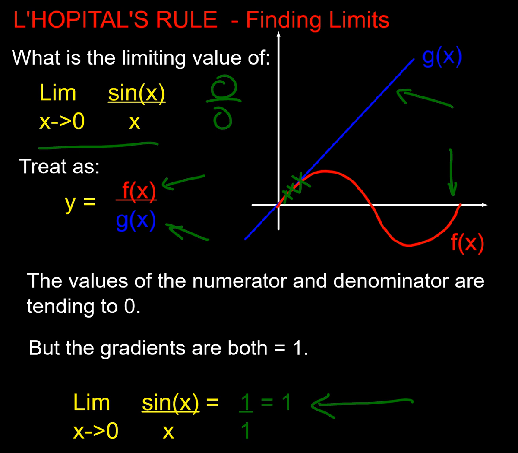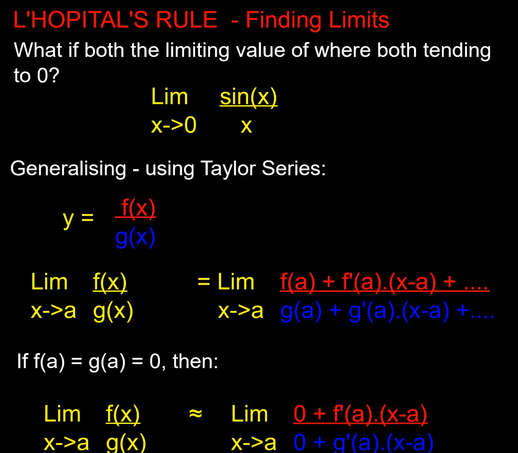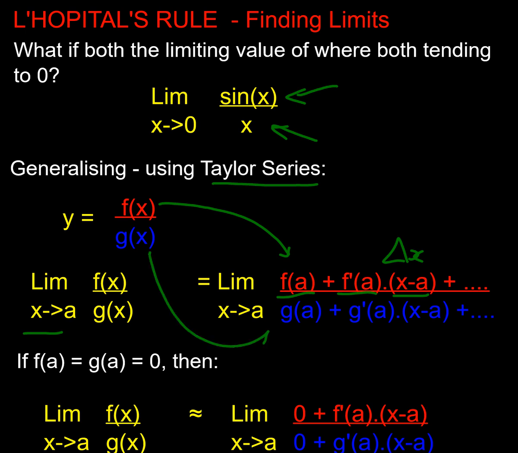How can we prove it? Well, what we're going to do is replace sine of x and the x on the bottom with Taylor series around where we're working. So if I look at the numerator, f of x is going to become f of a plus f dash of a multiplied by my little delta x, that's x minus a. What would happen to the denominator? Well, that's g of a plus g dash of a times my delta x.